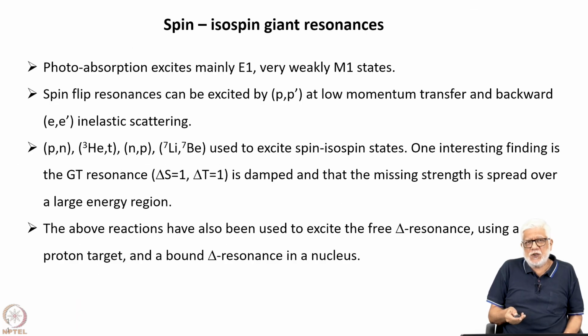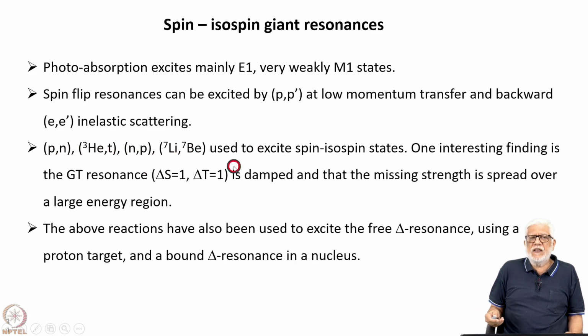Similarly, there are, as I said, spin isospin giant resonances. So the photoabsorption excites mainly the E1, very weakly the M1 states. The spin flip resonances can be excited, as I said, by p p prime at low momentum transfer, and backward e e prime inelastic scattering. If you want to excite the spin isospin resonances, then of course you have to use non-zero isospin projectiles. The reaction channels that are normally used are the p n reaction, or the helium-3 t, or the n p, 7 lithium, 7 beryllium, and so on.